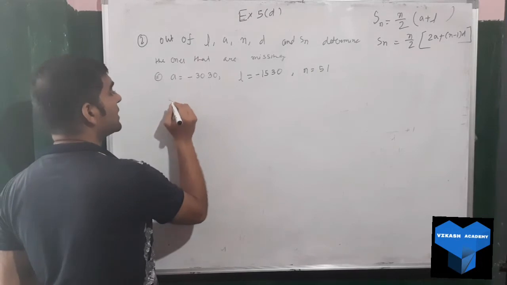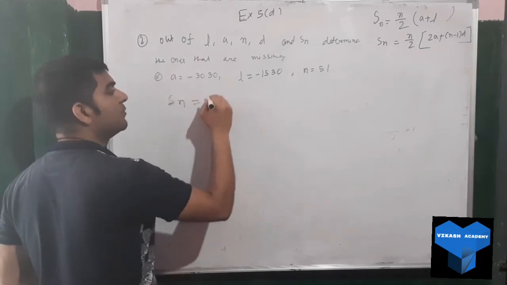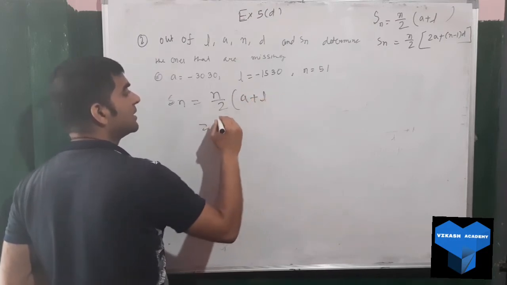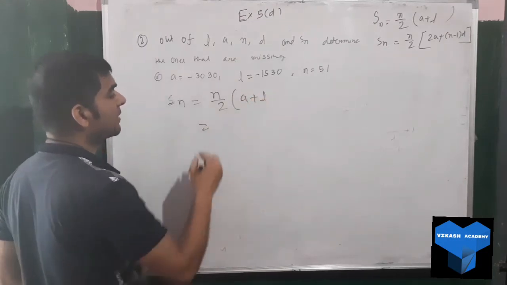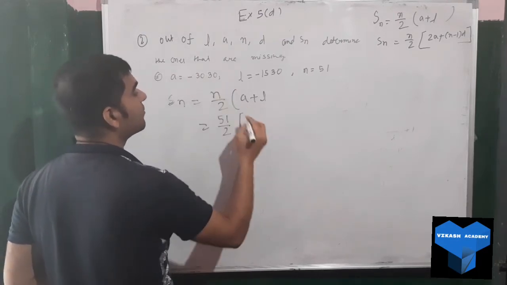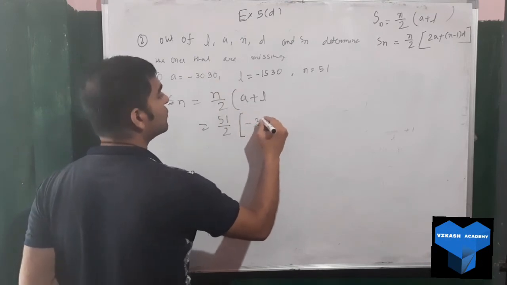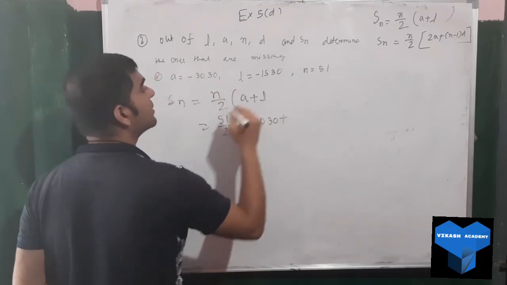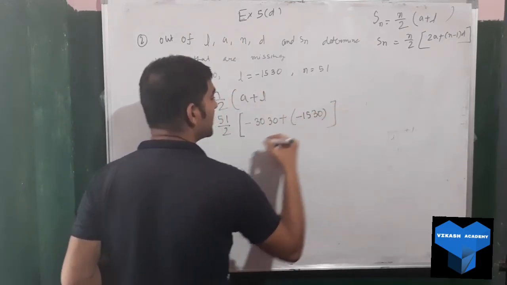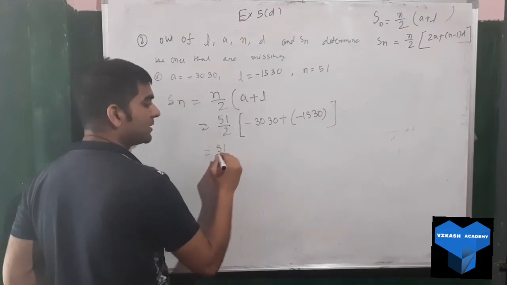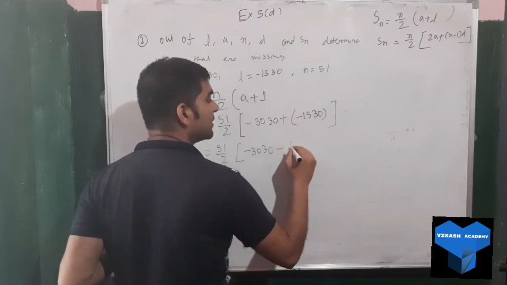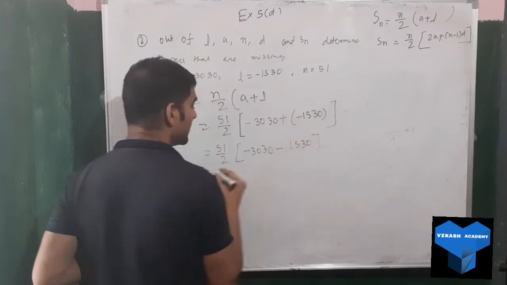So the first formula we already know. Sn formula is what? Sn is equal to n by 2 into A plus L. So n will be how much? n here we have 51. We write 51 by 2. Then what? A, how much are we having? Minus 3030, plus L, how much do we have? L we have minus 1530, then close the bracket. So we will have 51 by 2 here into minus 3030 plus minus 1530. See how much we are getting.